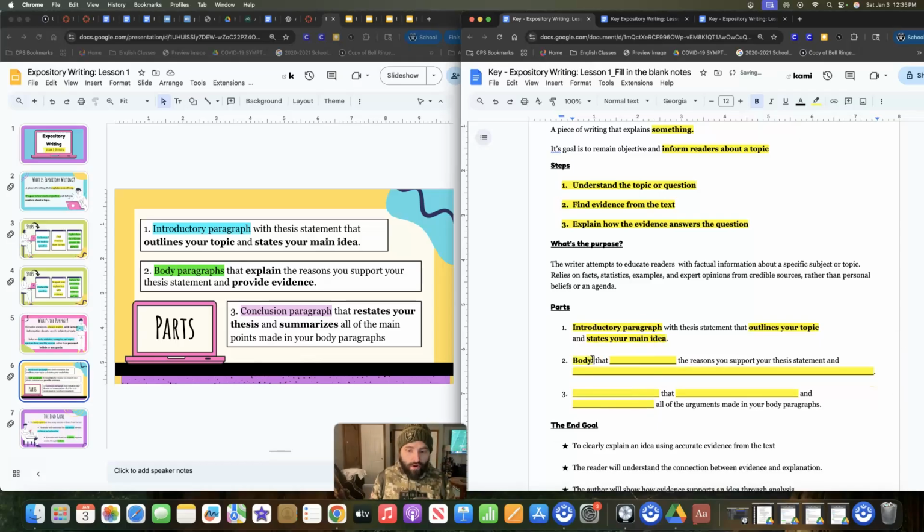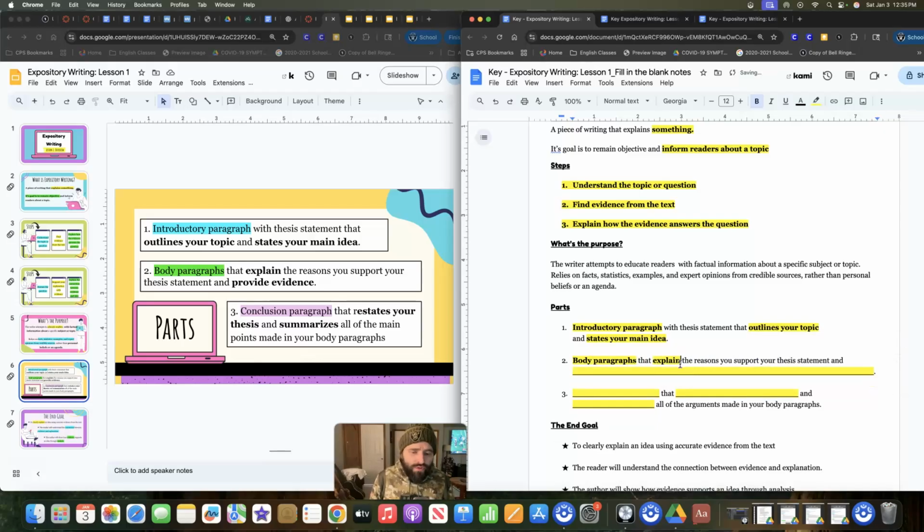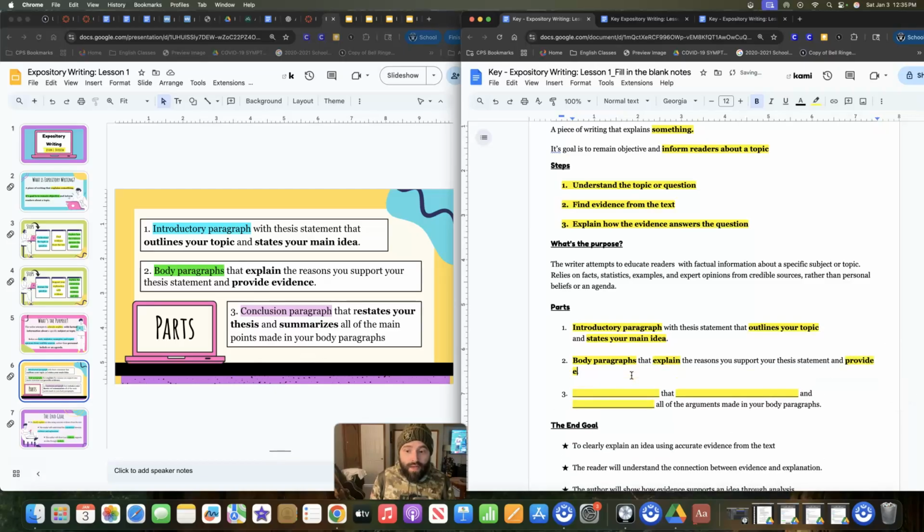Now, body paragraphs we are going to focus on, mainly because we've already been writing them, just out of order. Each one of the RTQTs you've done can act as a body paragraph. So don't feel overwhelmed by this. You already are good at writing body paragraphs. It's just understanding the thesis and how that thesis connects to your body paragraphs. Body paragraphs explain the reasons you support your thesis statement, and they provide evidence. You write your thesis statement, and then you need evidence to support what you wrote. That's what RTQT does.